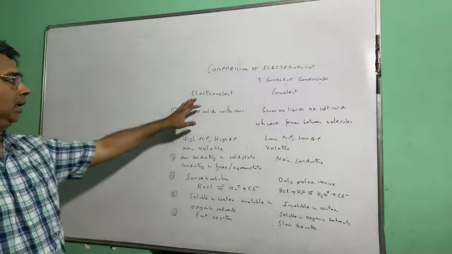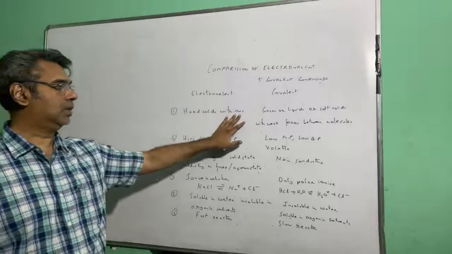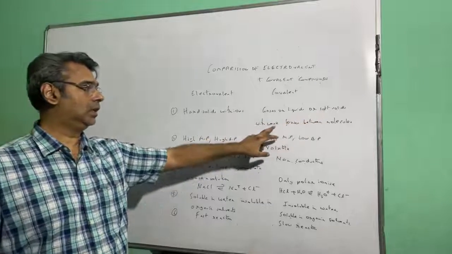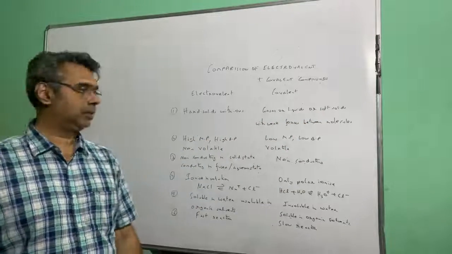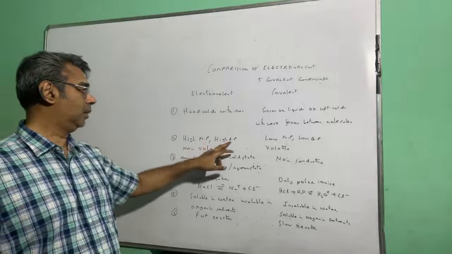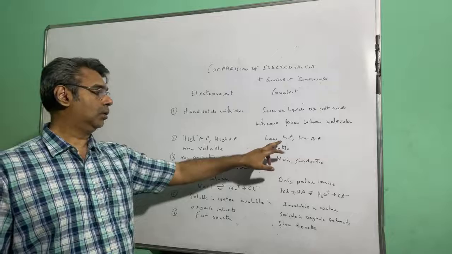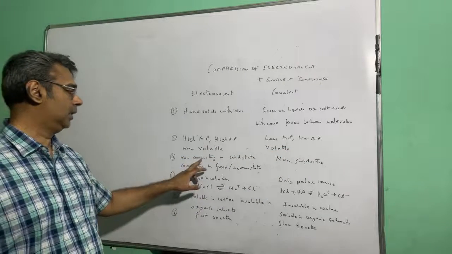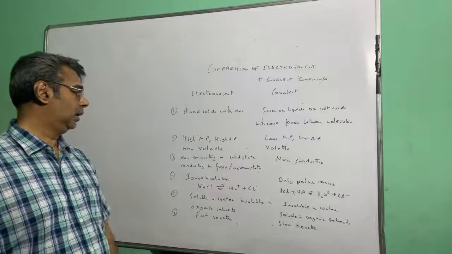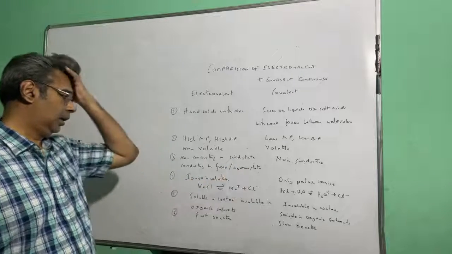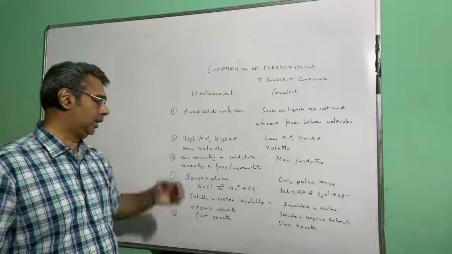Once more, electrovalent compounds are hard solids with ions. Covalent compounds are gases or liquids or soft solids with very weak forces between the molecules. Number 2, electrovalent have high melting point, high boiling point, they are non-volatile. Covalent have low melting point, low boiling point, they are volatile. Number 3, electrovalent are non-conducting in solid state and conducting in fused or aqueous state.